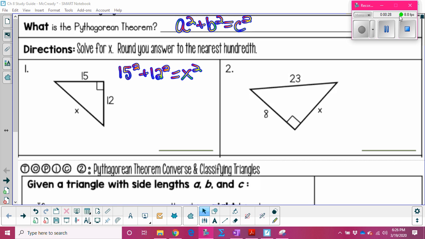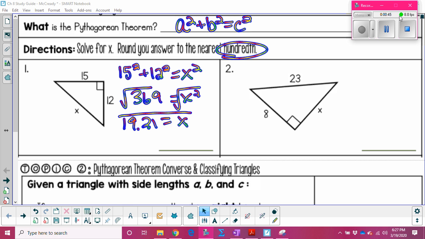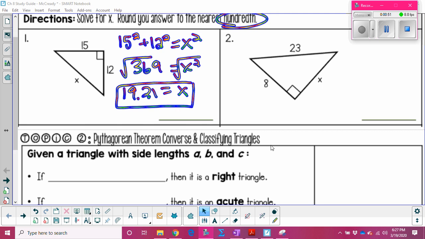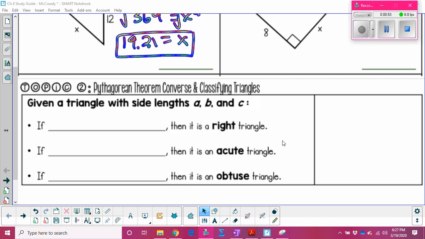Okay, so 15 squared plus 12 squared is 369. And to solve for x, you would just take the square root of both sides here. So you have that x equals 19.21, and we're rounding to the nearest hundredth. So there is the answer.